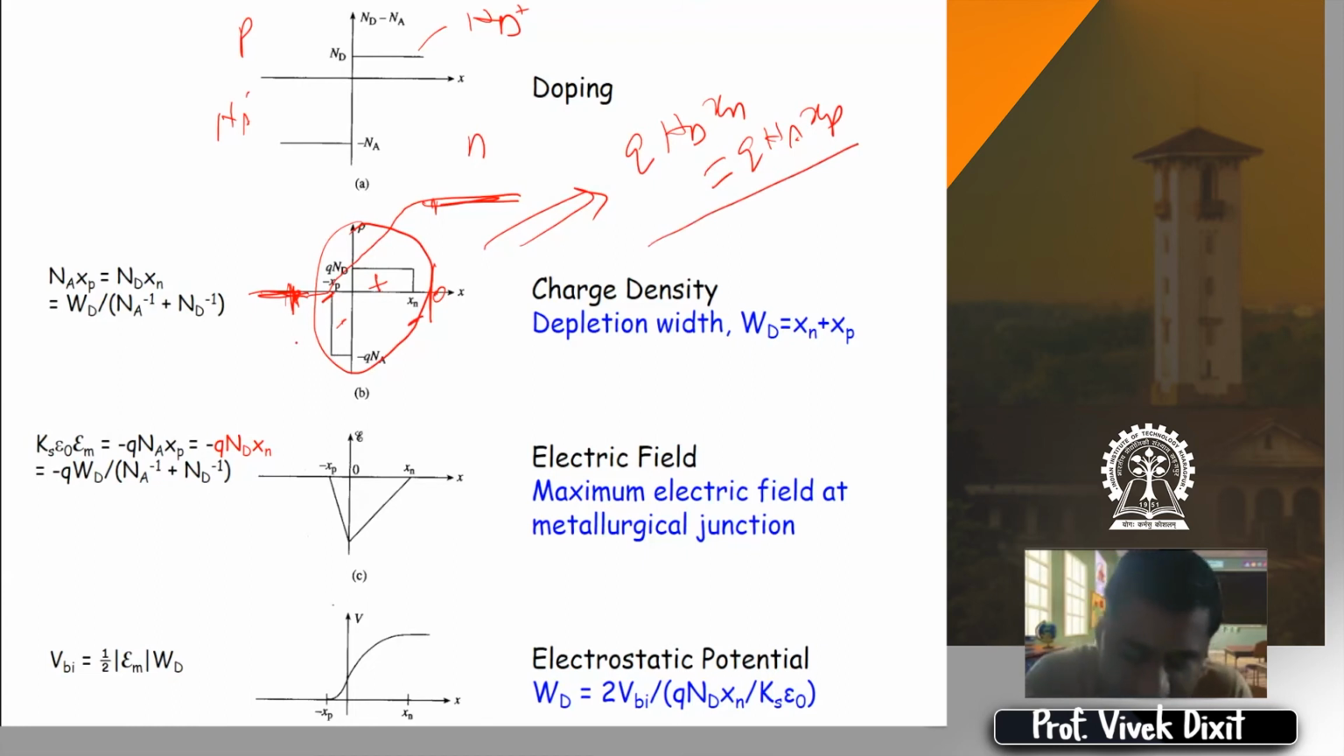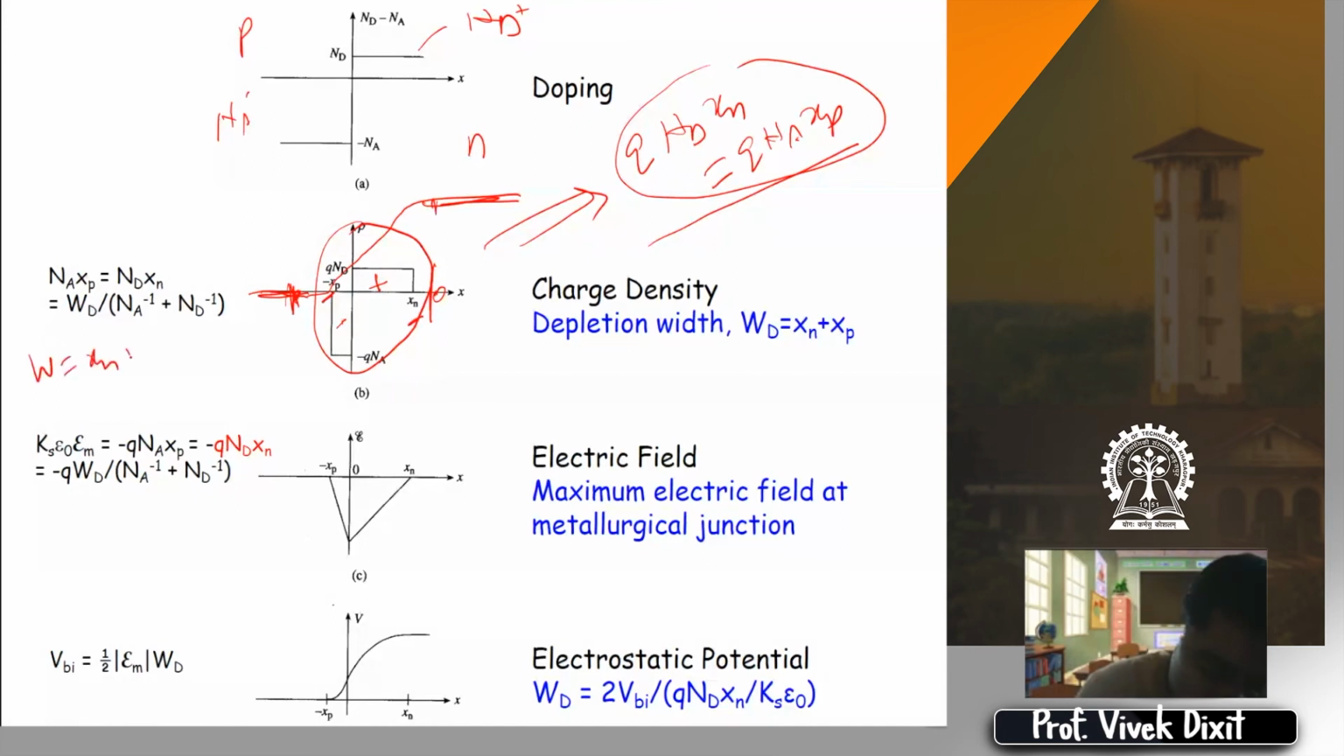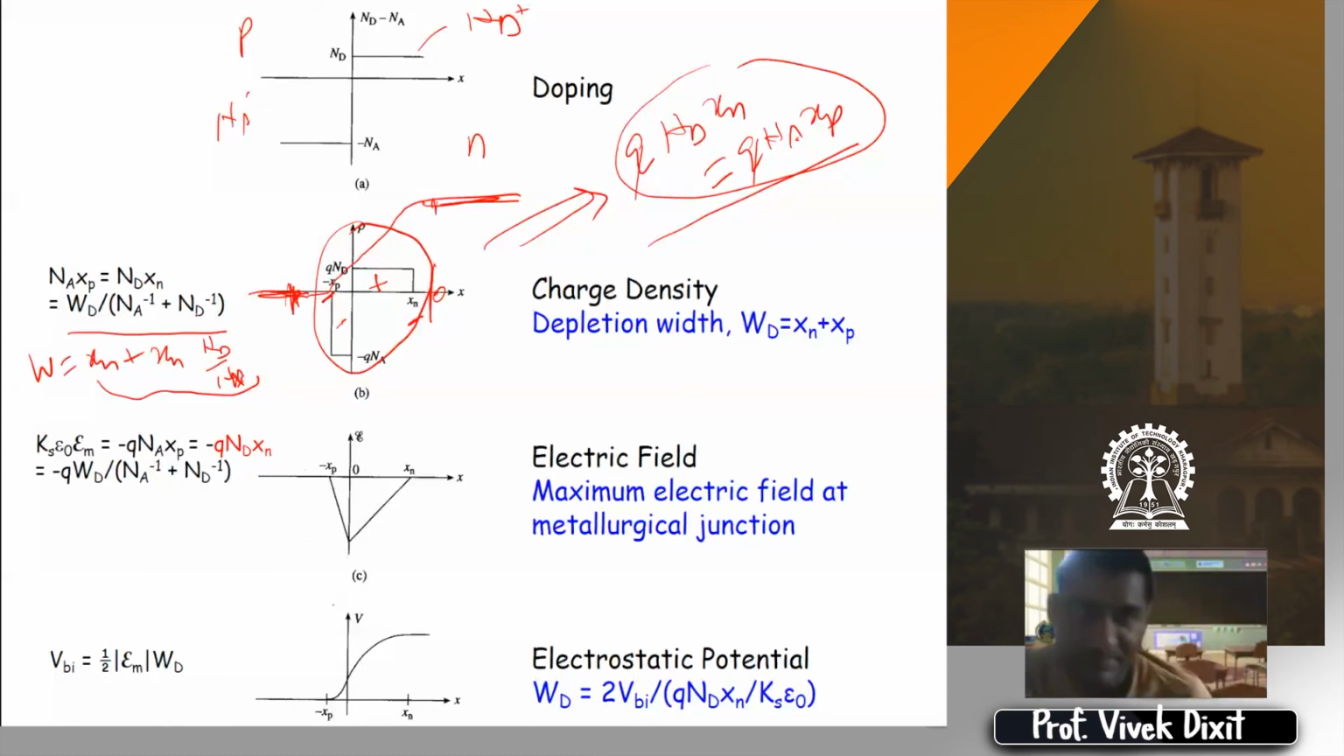Now WD, the depletion width, is equal to Xn plus Xp, and this gives a relationship between them. You can simplify it and see W is equal to Xn plus Xp. Xp you can write from this relationship in terms of Xn and Nd by Na. So from this you can get Xn. Xn becomes W Nd by Na plus Nd, right? Or Xn times Nd becomes W Na Nd by Na plus Nd. So that's the expression you get. This is equal to the total width divided by the inverse of Na plus the inverse of Nd.